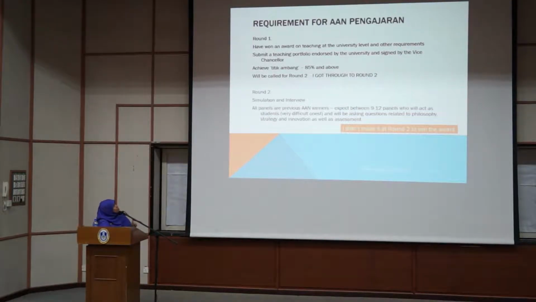The first and most important requirement is that you have won an award on teaching at your own university. And you have to follow other requirements as well. You've got to submit a teaching portfolio endorsed by the university and signed by the Vice Chancellor. So if you don't have the approval of the Vice Chancellor, you can't submit. And then you have to achieve TT Ambang. Now remember, the TA is just 80%, TT Ambang in AAN is 85% and above. And if you achieve that, then you will be called for round 2.